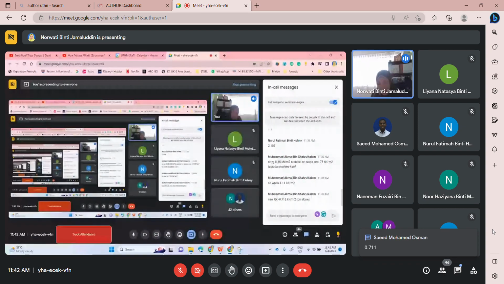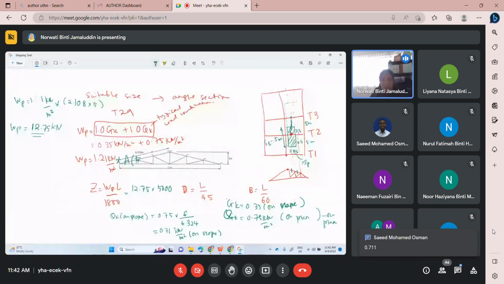Okay, now then we can add. Okay, so 0.75, and add another 0.1. So what is the final answer for WP? 1.06. Betul? Betul Doktor. Okay, so 1.06 here.